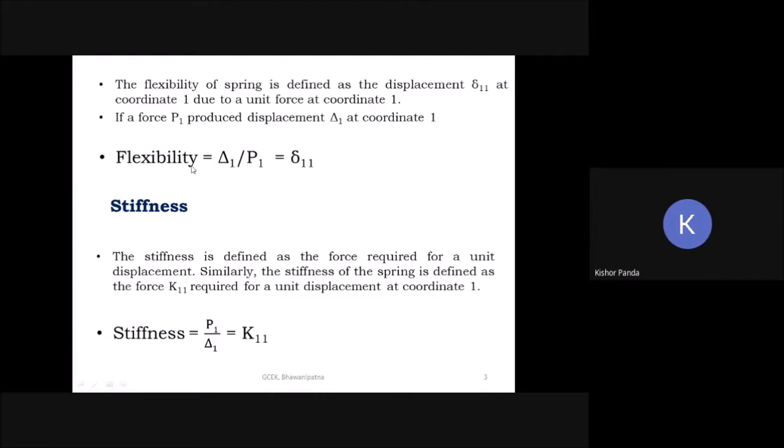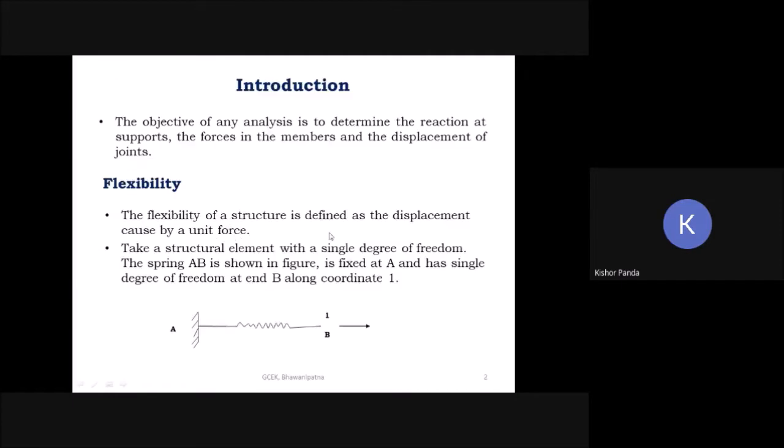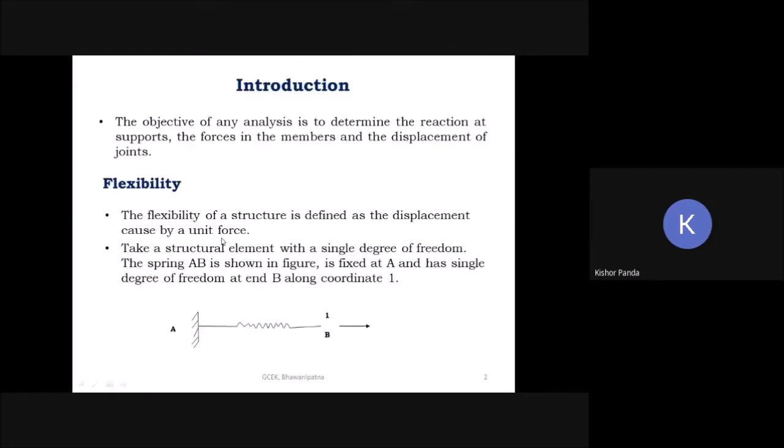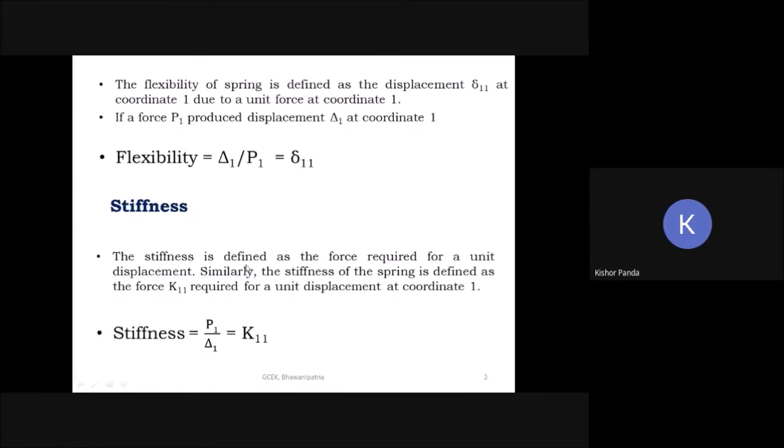Now you are clear what is flexibility and what is stiffness. The flexibility of a structure is defined as the displacement caused by unit force. But stiffness is defined as the force required for a unit displacement. When we apply the unit force, the displacement is called the flexibility. And when we apply the unit displacement, the force required for that unit displacement is called the stiffness.